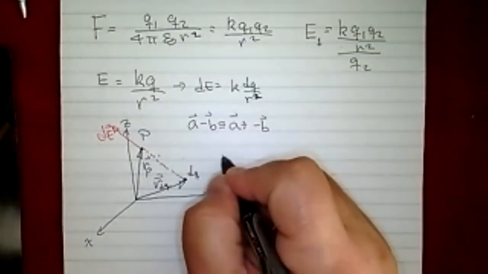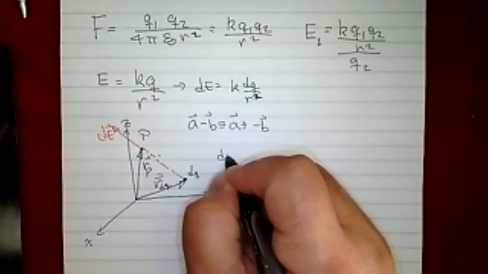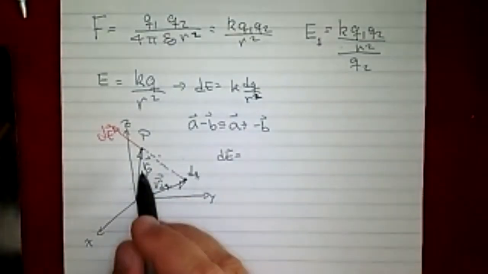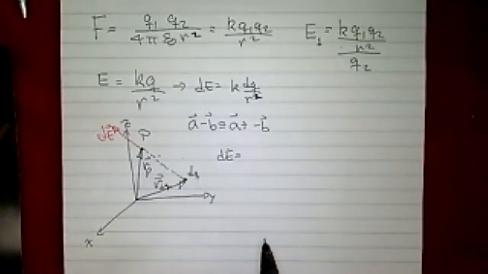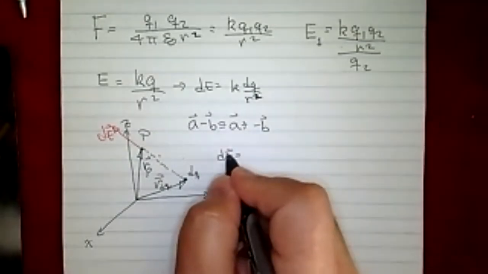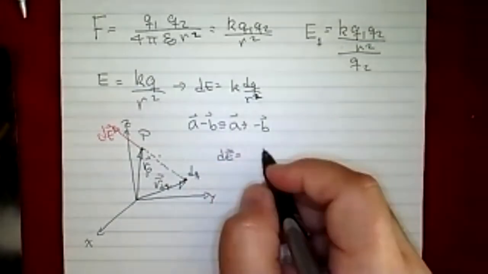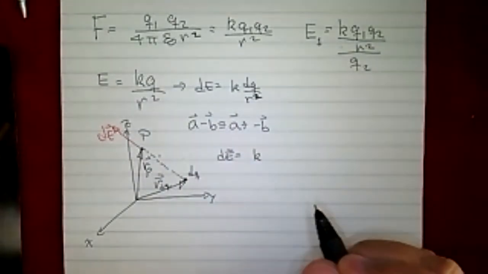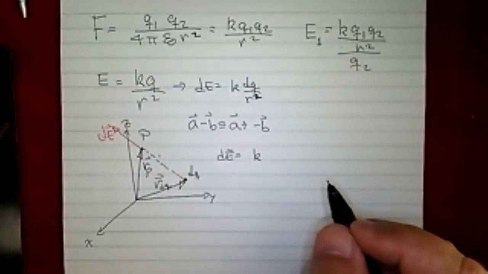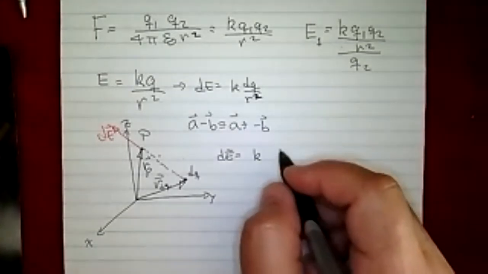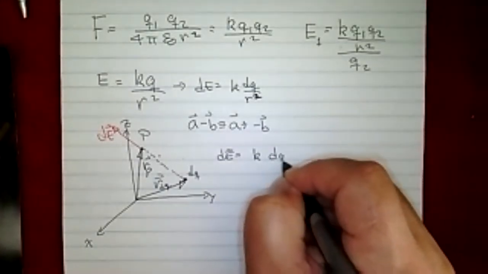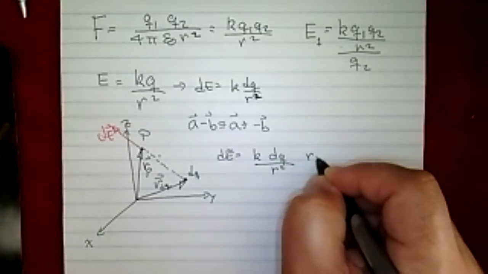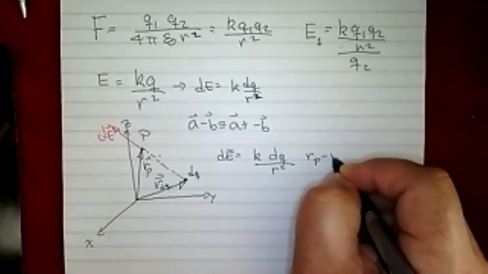So in fact, the direction of dE is given by rP minus r dq. Okay, so that's actually our direction. So I'm going to now take this magnitude and incorporate that. So I'm going to say it's k. And again, I don't really like working with k. I'd rather write 1/4 pi epsilon naught, but right now it's much more convenient to write it this way. So I'm going to say k dq over r squared times rP minus r dq.